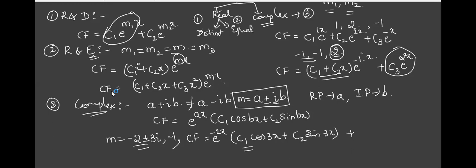e raised to minus x, very good. Like this. So it is not purely that you will get the three different cases. You may get a combination also. But whenever you get it, you need to decide whether the roots are real distinct, real equivalent, or complex, and according to that, you need to write. Hope the part is clear.